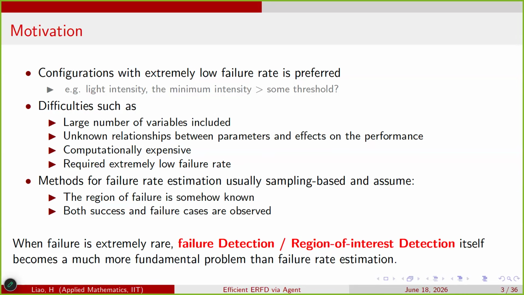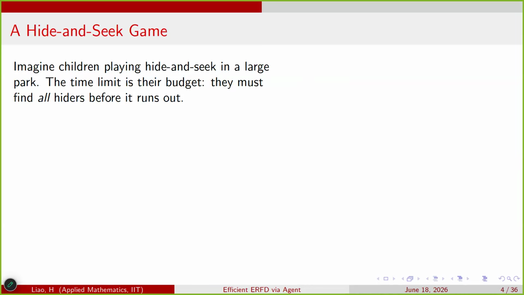So when the failure rate is actually extremely rare, the detection part, where we can actually observe the failures, becomes hard. So the detection itself becomes a much more fundamental problem than directly estimating the failure rate. So that's why we focus on the verification, or the region of interest, or failure detection in this case. So let's consider a simpler case.